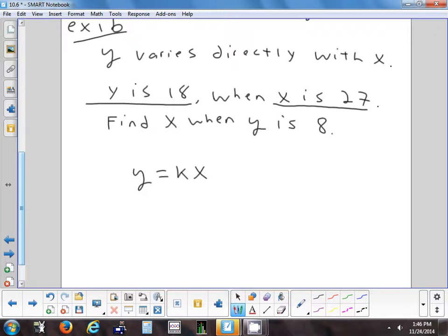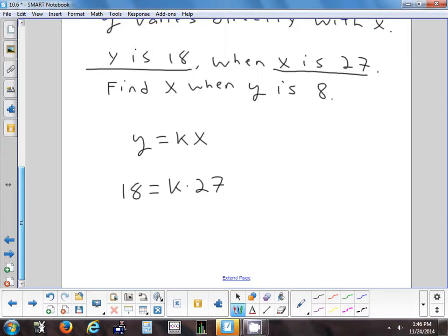What's the value for y here? 18. What's the value for k? We don't know. Very good. What's the value for x? 27. How do we solve for k? You divide. Divide by what? 27. Good. The answer might come out to a fraction. If it does, we'll just leave it.